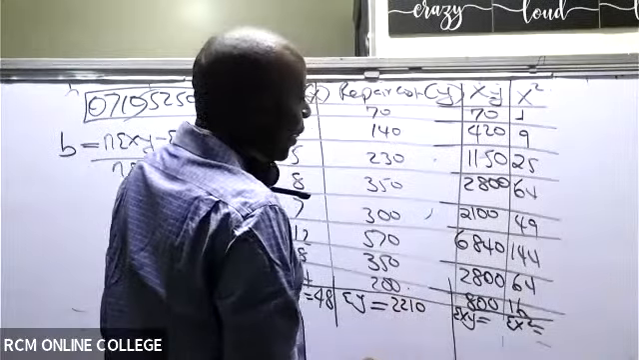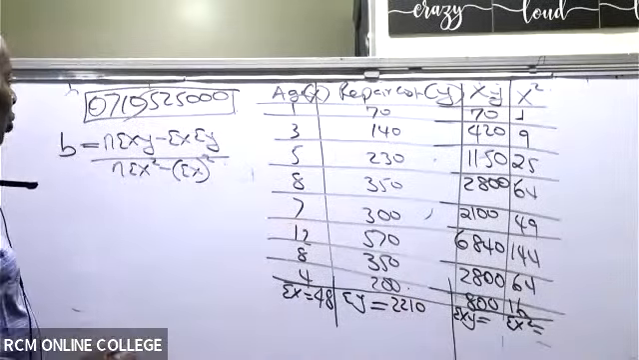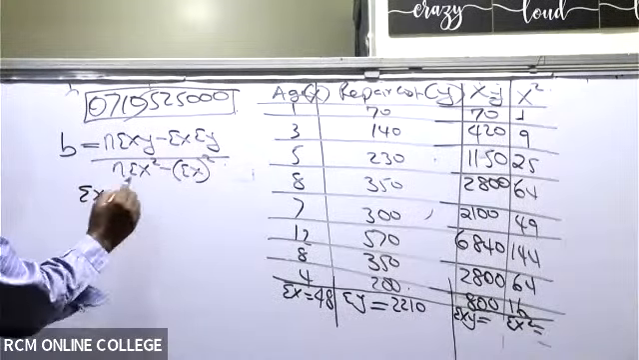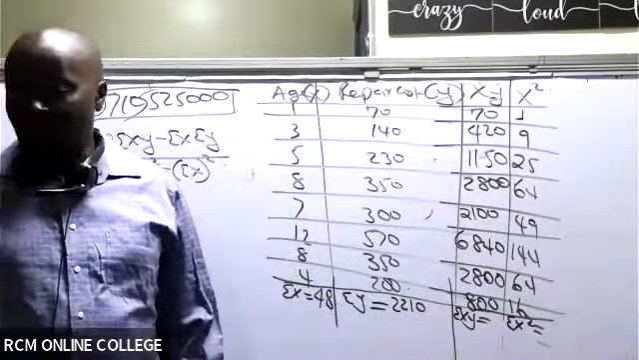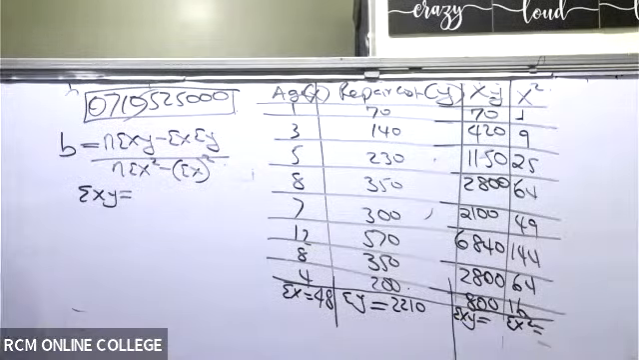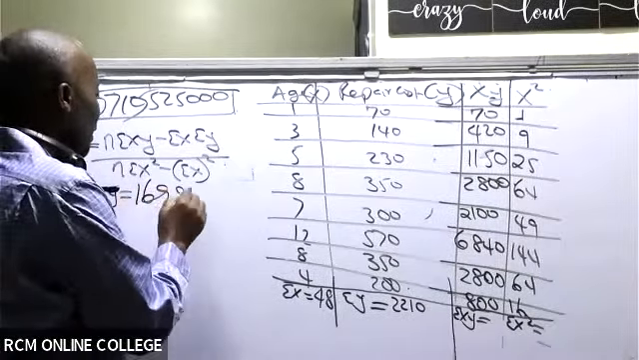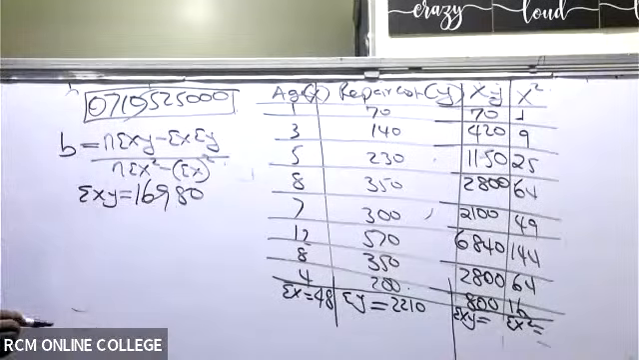How about the summation of xy? Can somebody give me that summation of xy down here? Anybody who could be having this answer? What do we have? Summation of xy is 16,980. Can someone else confirm what this great sister of ours is giving us is correct? Yeah, somebody has confirmed 16,980.